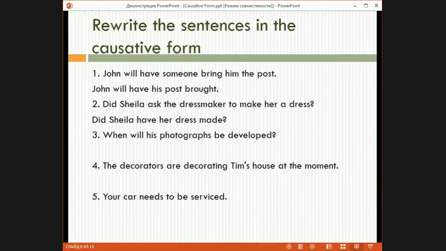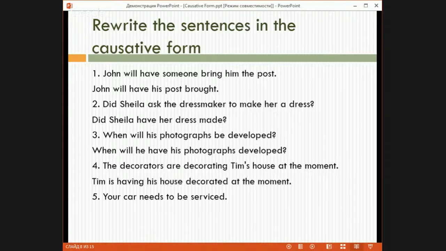When will his photographs be developed? When will he have his photographs developed? The decorators are decorating Tim's house at the moment. Tim, the person who receives the service, is having his house decorated at the moment. Your car needs to be serviced. You need to have your car serviced.